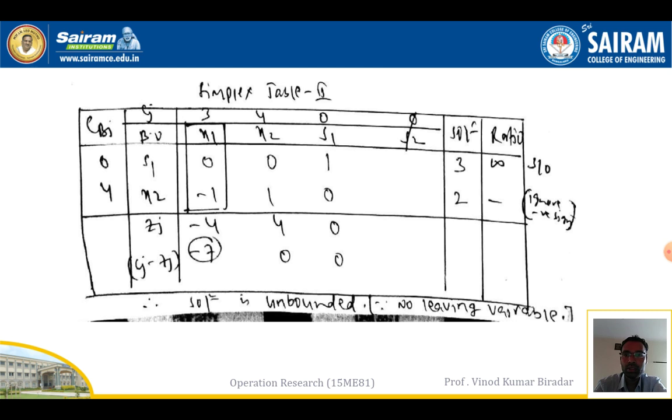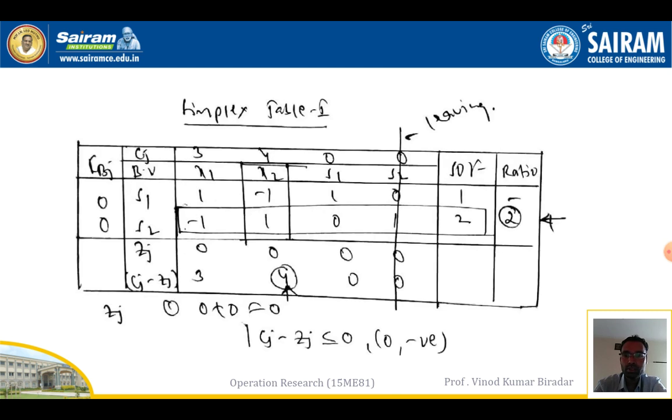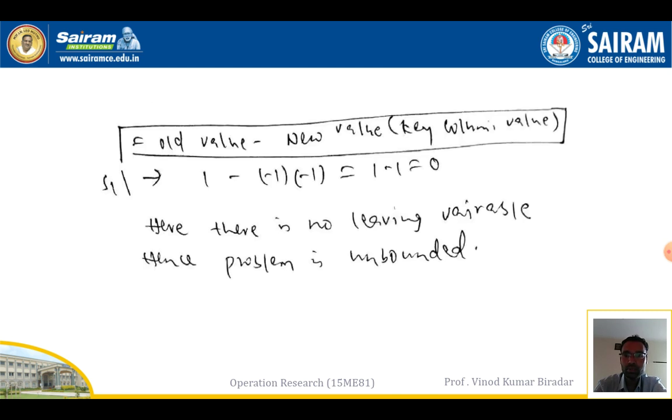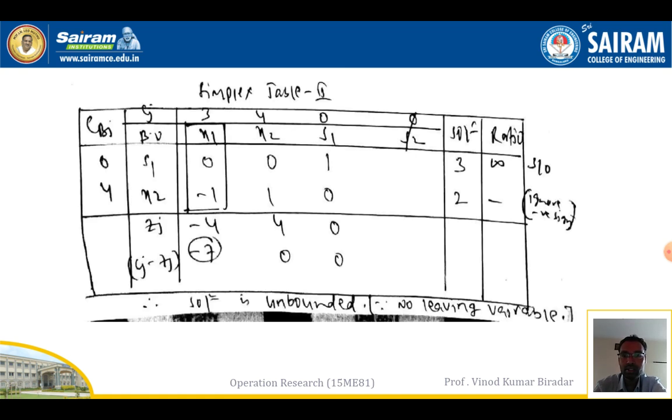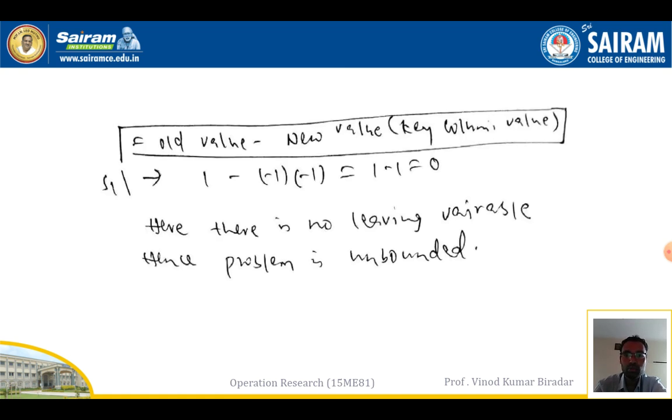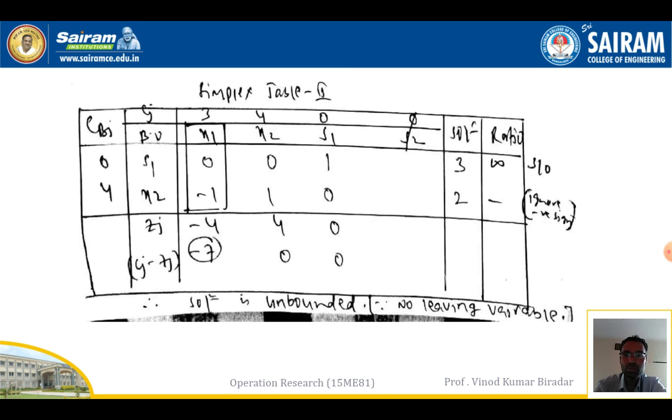Now how to write the s1 row values. The formula is: old value minus new value into key column value. Here the old value is 1, the new value is minus 1, and the respective key column value is also minus 1. You will get 0. Calculate the other two values, x2 and s1, in a similar way.